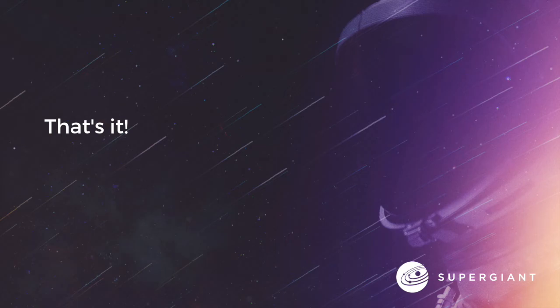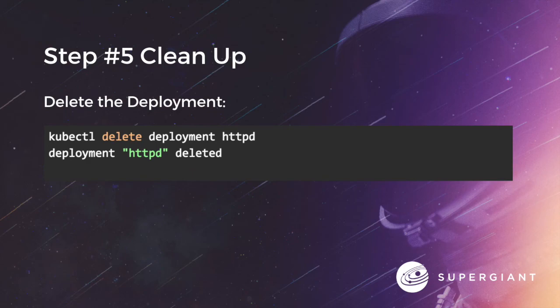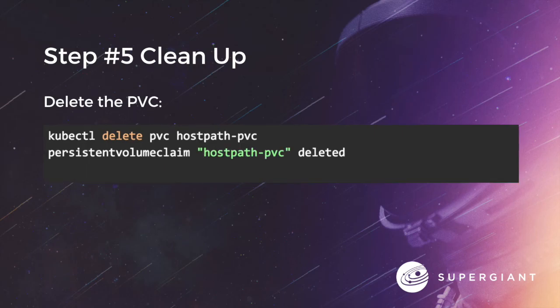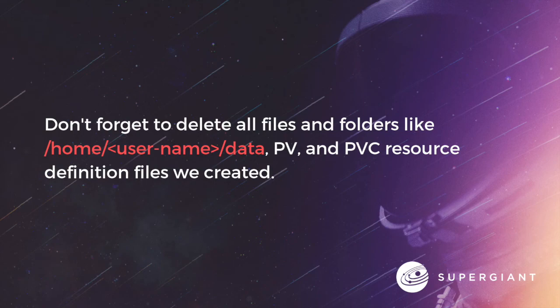This tutorial demonstrated how both PV and PVC take care of the underlying storage infrastructure and file system, so users can focus on just how much storage they need for their deployment. This tutorial is over, so let's clean up after ourselves. Delete the deployment, delete the PV, delete the PVC. Finally, don't forget to delete all files and folders, PV and PVC resource definition files that we created.